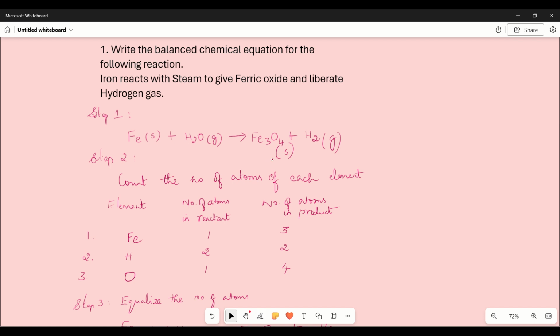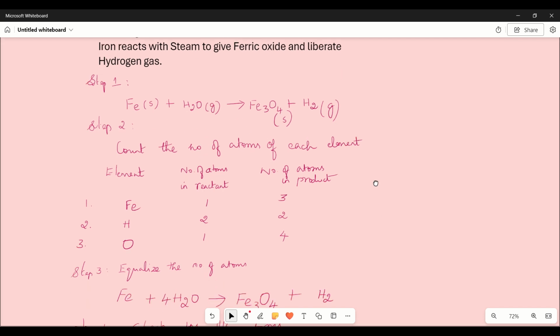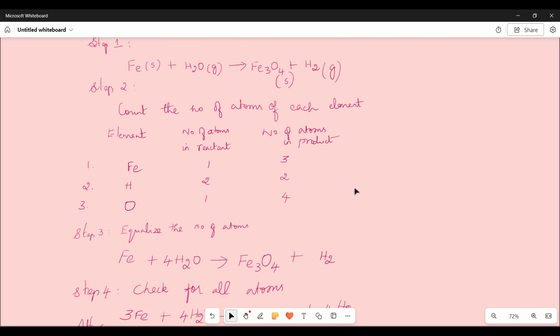Now the third step is we have to equalize the number of atoms on both the sides of the reactant as well as the product. For that, we will take the biggest number which is there and multiply the same element with that. When we see here, oxygen has 4 atoms in the product side. So let us multiply oxygen also with 4. The molecule in which oxygen is present has to be multiplied. Here in water only oxygen is present, so water will be multiplied by 4. So this is the third step.